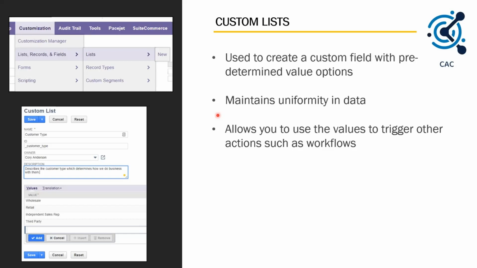But with a custom list, I can create a list and then apply it to that custom field. Then if somebody's going to change the value on that item record, they can only choose one of the predefined options. So it's a small topic, but I think it's very important. It's a best practice to utilize this whenever you can to keep the data in your system uniform. So that's the only slide I have on that.